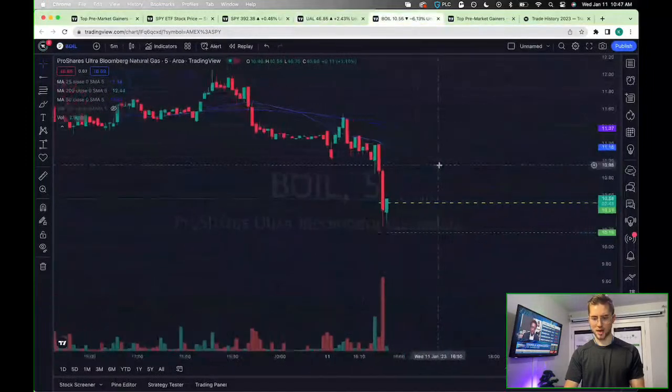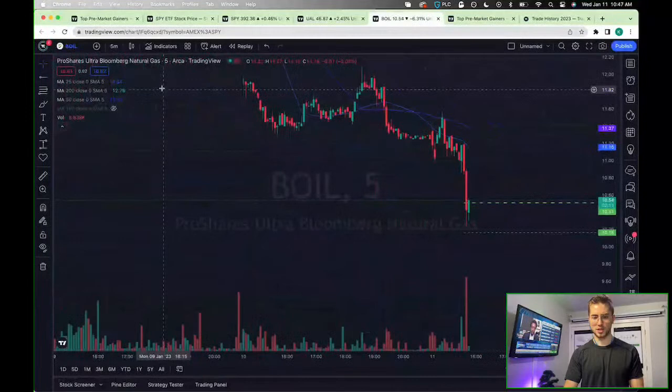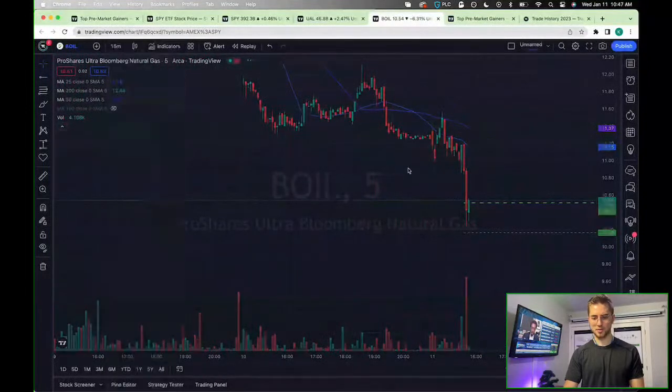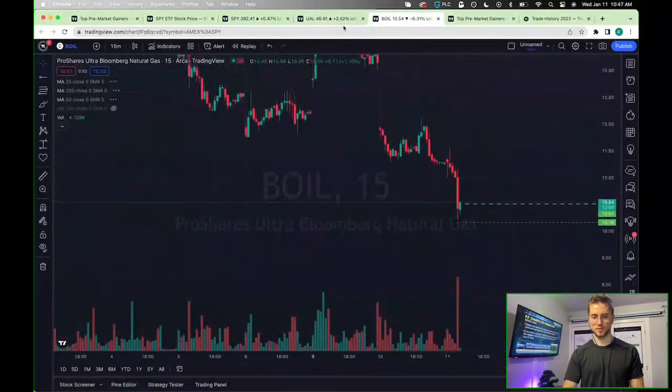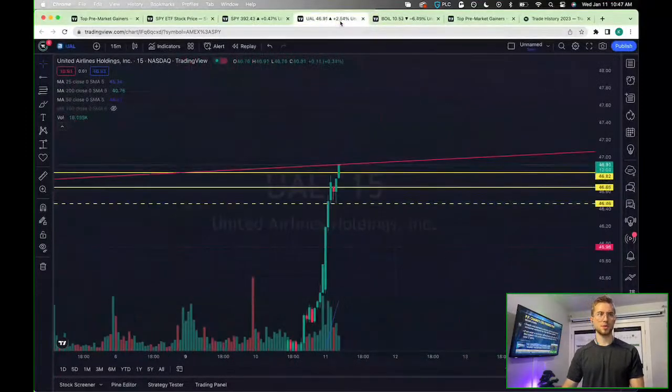BOIL is catching a decent bounce. UAL is pushing up even higher as we go, because that's the SPY. The SPY is pushing up.